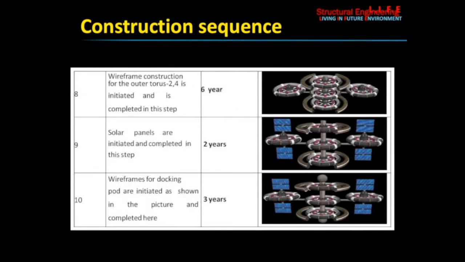Step 8. Wireframe construction for the outer torus 2 and 4 is initiated and completed in this step. It takes 6 years. Step 9. Solar panels are initiated and completed in this step. It takes 2 years. Step 10. Wireframes for docking pod are initiated as shown in the picture and completed here. It takes 3 years. The total is 29.5 years to build the space colony named Life.